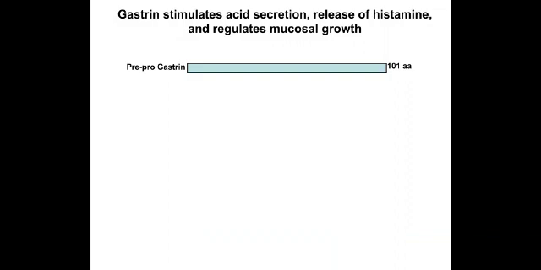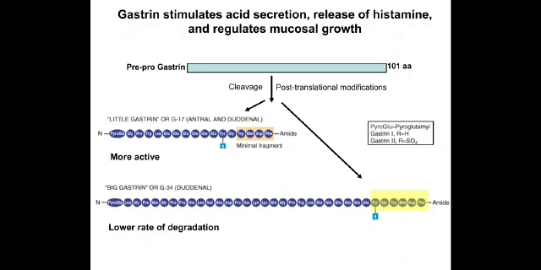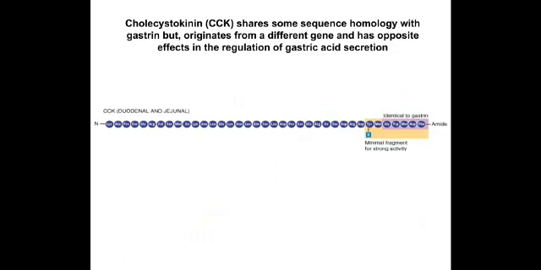Gastrin stimulates acid secretion, releases histamine and regulates mucosal growth. It is a trophic action. So these are the three functions of gastrin, which is a gastrointestinal hormone formed from 101 amino acids as pre-progastrin. There are two types of gastrin, G17 and G34. The more active is G17. The rate of degradation is different.